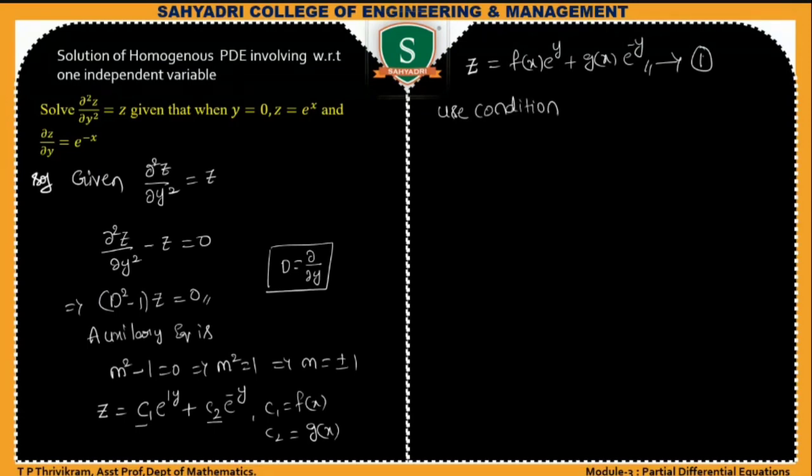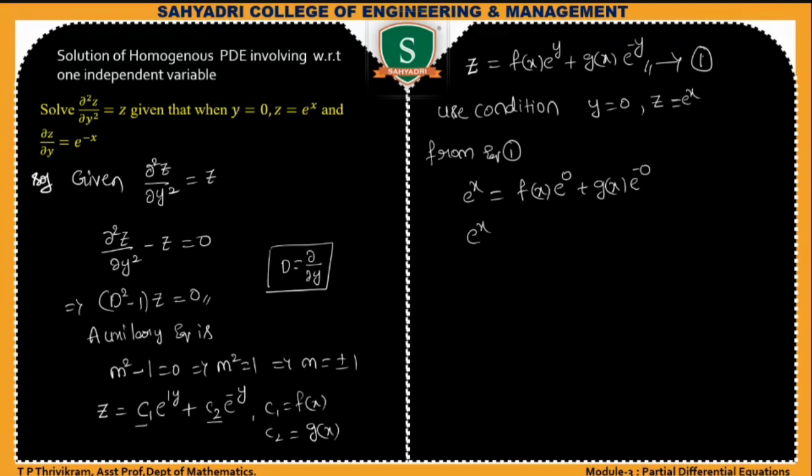The first condition is what? y equal to 0, z is equal to e power x. So substitute z is equal to e power x in equation 1. e power x is equal to f of x, which stays as it is, times e power 0, plus g of x times e power minus 0. So e power x is equal to f of x plus g of x. Take it as equation 2. So using condition 1 we have got this.